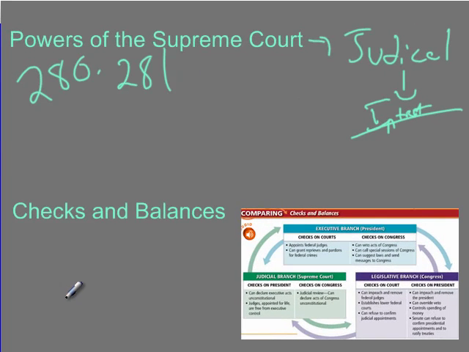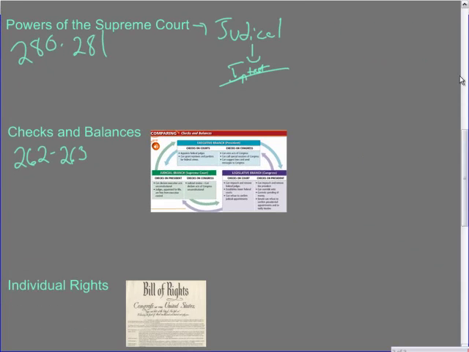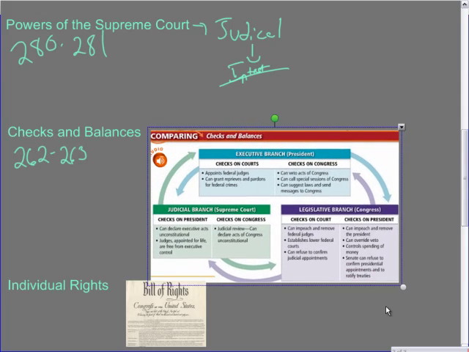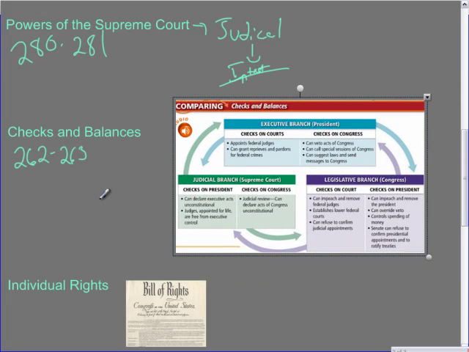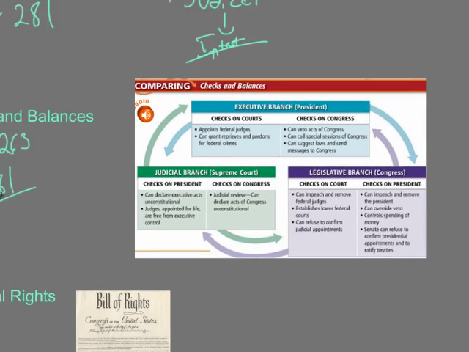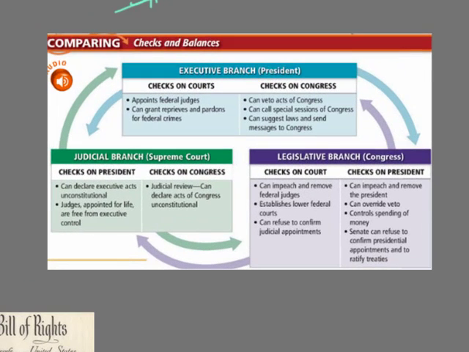So you see how all of these things work together when you look at checks and balances. And checks and balances is explained, as I've said, for a lot of these on 262, 263. But if you want to see a good chart about what each branch can do to the other to make sure that they're all fair and balanced, that's going to be on 281. So the whole idea of checks and balances is that no one branch of the national government is going to be too powerful. The president can do things to Congress to make sure that Congress isn't gaining too much power, but also Congress can do things to the president to make sure that the president isn't gaining too much power.